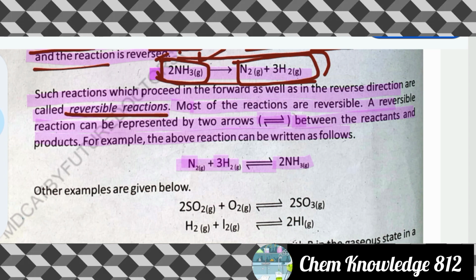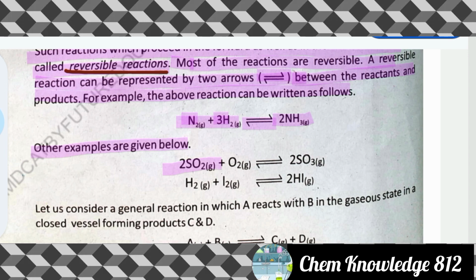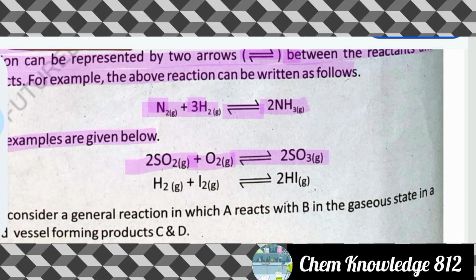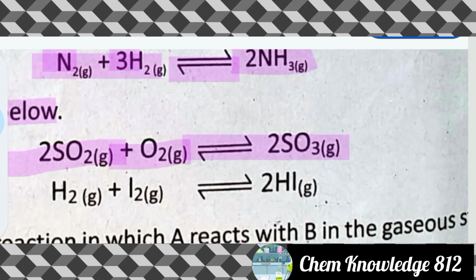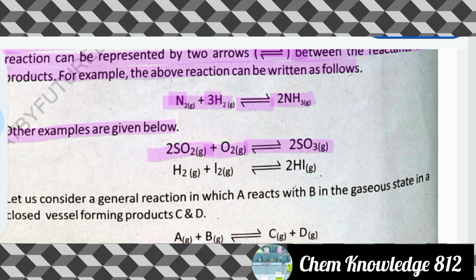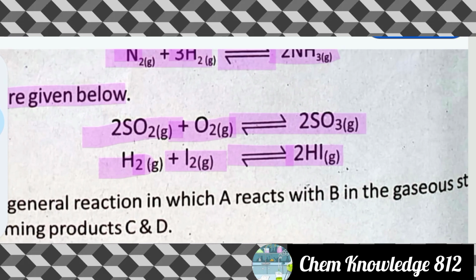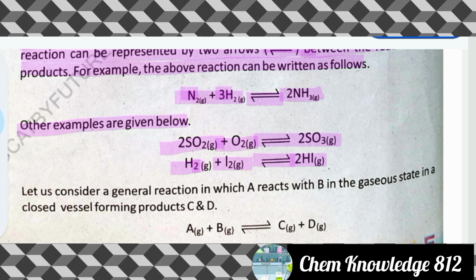So we can say that other examples are also given. In other examples, we have taken the example of sulfur dioxide, 2SO2 plus O2 in the gaseous form, to produce sulfur trioxide, 2SO3. In the gas form, or we can say the reaction of hydrogen plus iodine to produce 2HI. So this is an example of a reversible reaction.